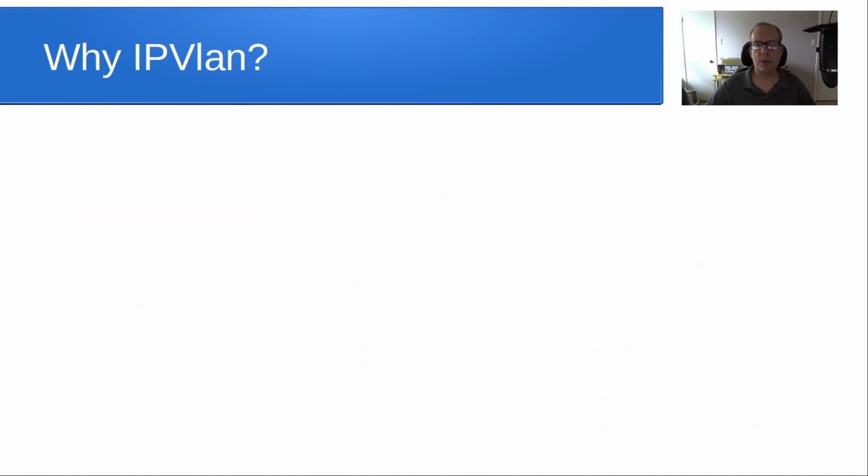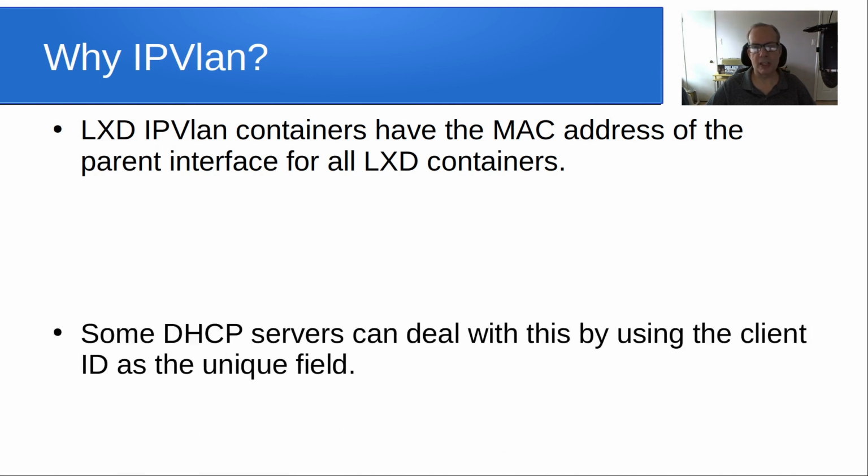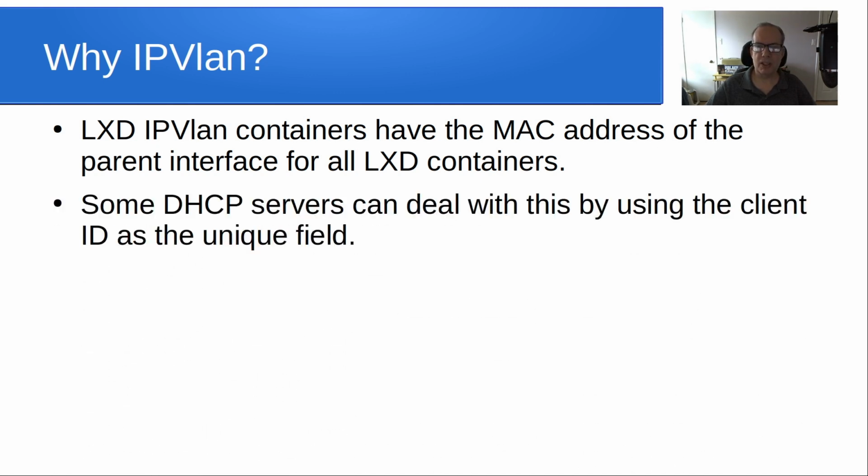So why would you use IPVlan? Well, LXD IPVlan containers have the MAC address of the parent interface and also all LXD containers. That means you could have 5 LXD containers and all 5 of them would actually have the same MAC address. That might sound like a disaster for your DHCP server, but some DHCP servers can deal with that just fine by using the client ID as the unique field.